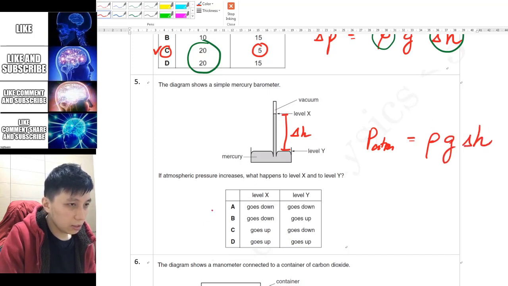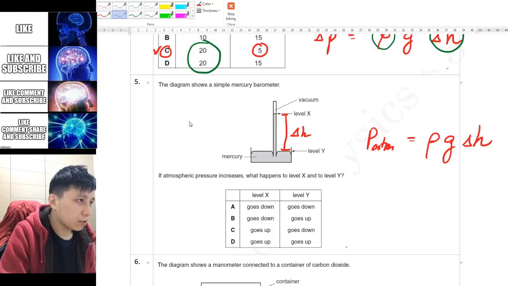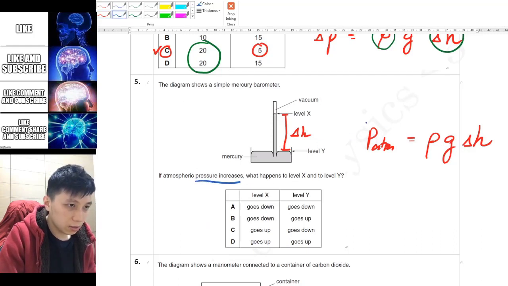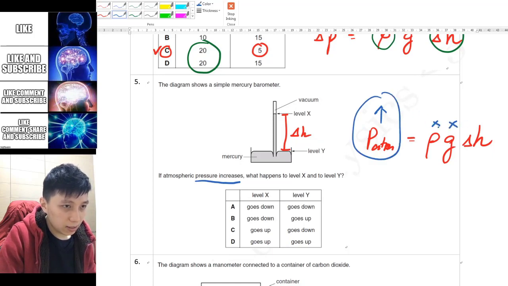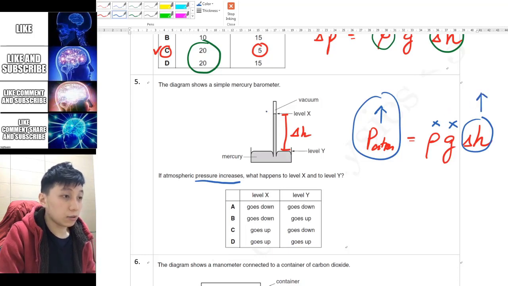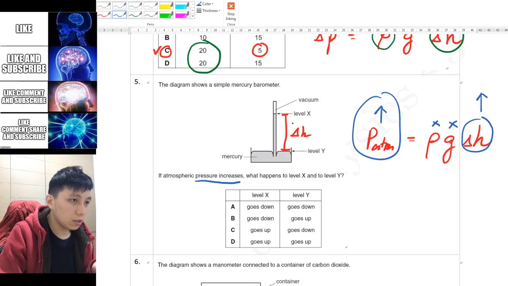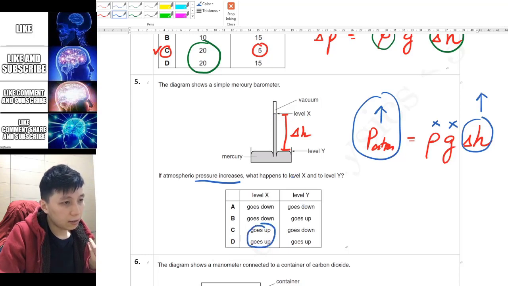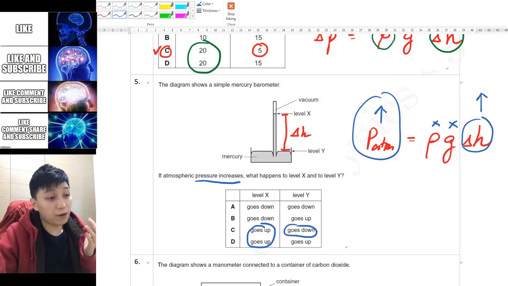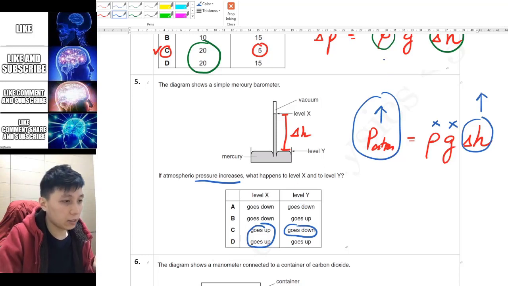In this case, if the atmospheric pressure according to the question increases, G doesn't change and density doesn't change, then delta H would increase. So that means it will become longer. The only way that it will become longer is level X will go up and level Y will go down in this case.